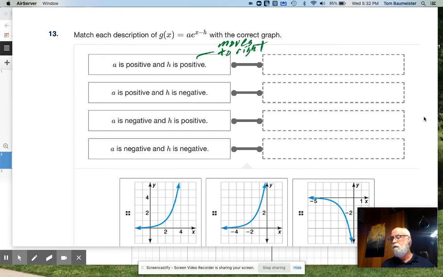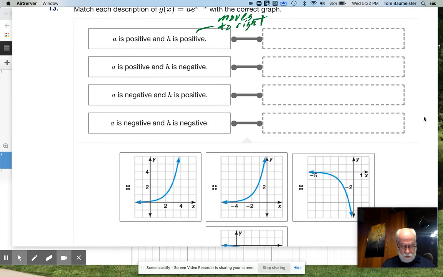All right, so if we look at that, it's going to move it to the right. And remember, if A is positive and H is positive, you're going to have one that goes up. Since you're going to have one that goes up and it moves to the right, that would be this one right here. So that is the one that should go there.